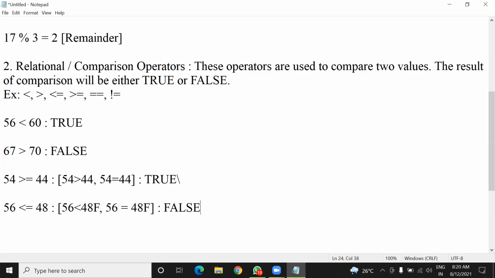Understood, everyone? Yes, sir. Okay. So this is how less than or equals to and greater than or equals to work.